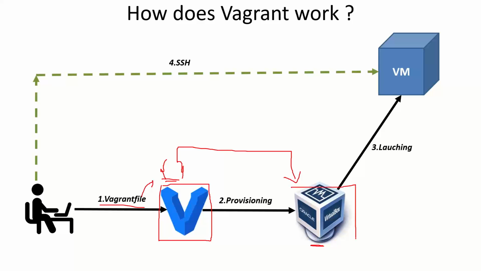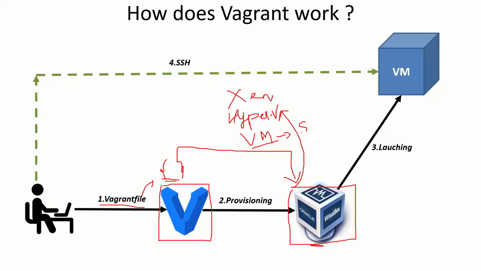People, you don't need VirtualBox. You can even substitute VirtualBox with any other hypervisor like Xen. You can replace it with Hyper-V. Someone was asking me, can I replace it with VMware? Yes, you can. But with VMware, you have to buy licenses for it. Vagrant will work with VMware, but for everything there is a license which costs you something like $79. It will work, but there is a cost.